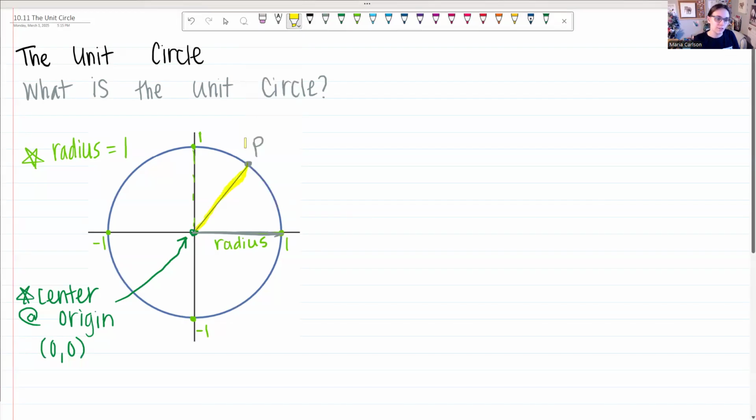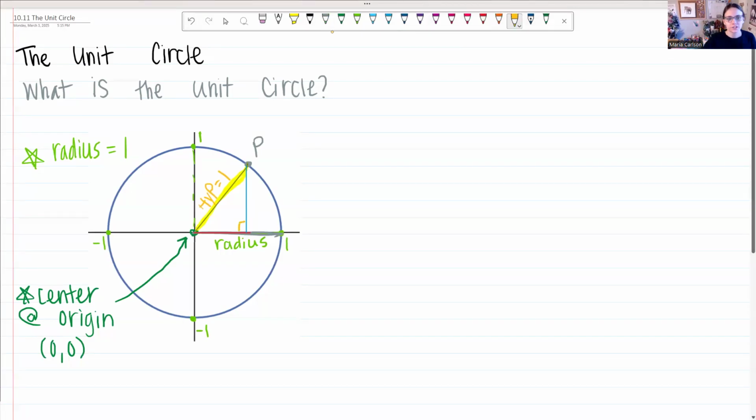So we have a right triangle where the hypotenuse is the radius. The hypotenuse is 1. And then we have 2 legs. Here's one of my legs, and here is the other. All right, so again, this is a right triangle.